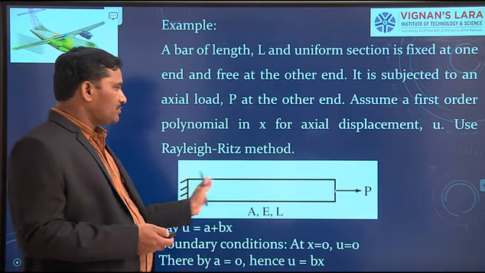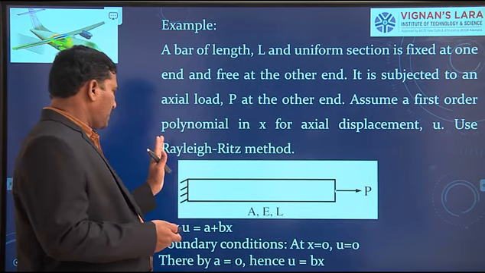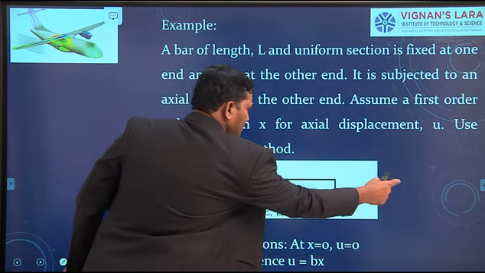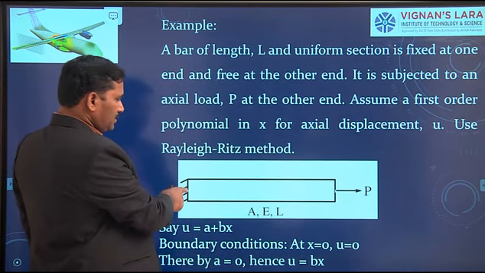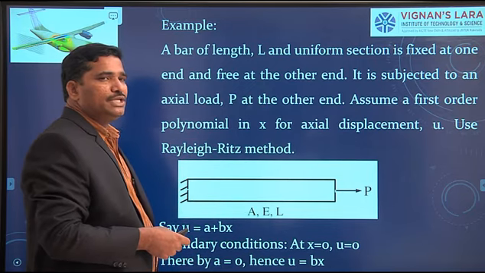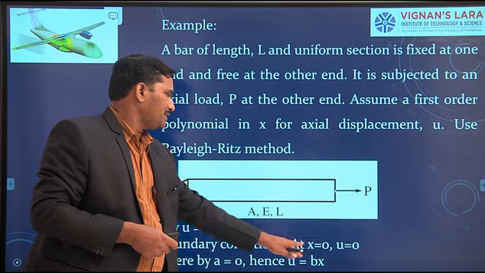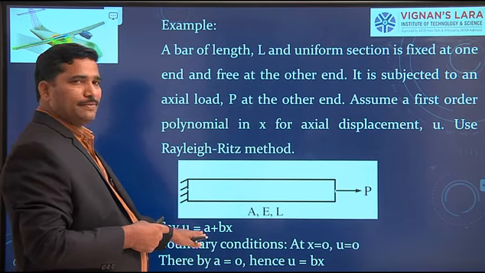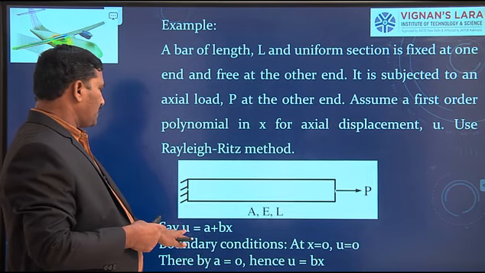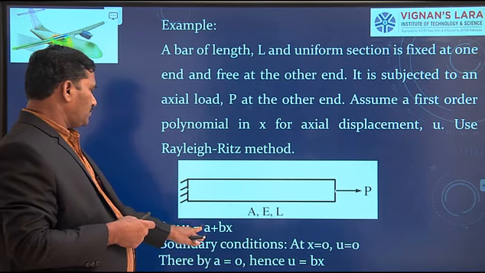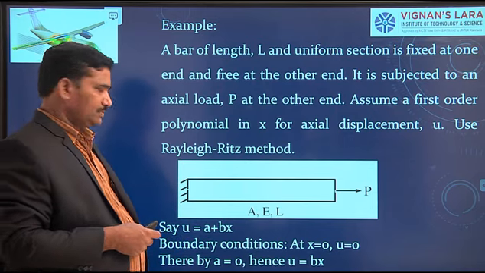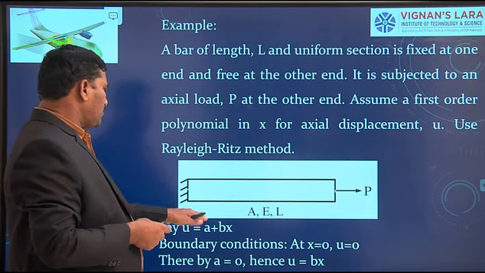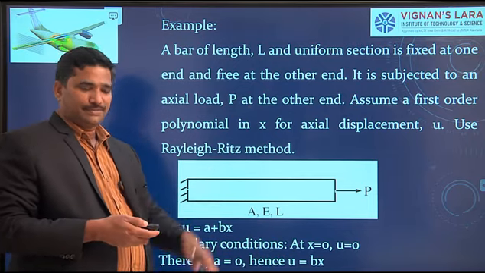Now, observe this axial loaded bar, which has a fixed end. Therefore, I assume the x-axis like this, rightward horizontally, with origin here. At x equal to 0, displacement u equals 0. This is one condition. If you substitute u equals 0 and x equal to 0 here, then what you get? 0 equals a plus b into 0. Therefore, a equals 0. Substitute a equal to 0 here, then you get u equal to bx.